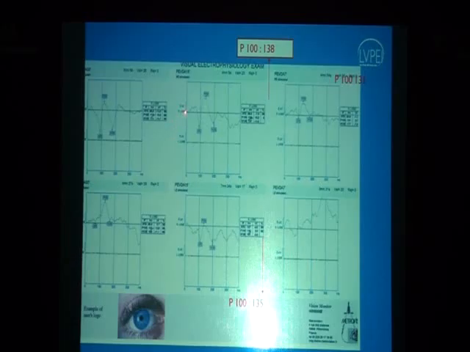What it means is that from the baseline, from the beginning till the peak of the P100, the time that it takes is usually about 100 to 110 milliseconds. The upper limit set for most machines is around 120 milliseconds. So if you see that this is more than 120 milliseconds, then it's highly suggestive of prolongation of P100 implicit time, and it is more suggestive of demyelination as an etiology than any other.